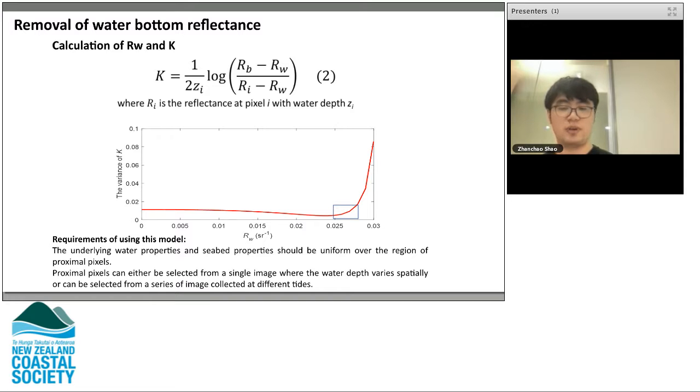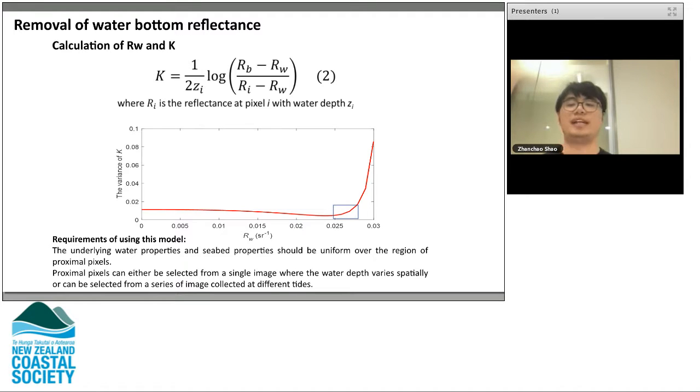We can also plot the variances of K against RW, and the minimum value of the variance has the greatest likelihood of approximating the true value of RW. Here we just take an example in band 2. So the correct RW in band 2 is about 0.023.